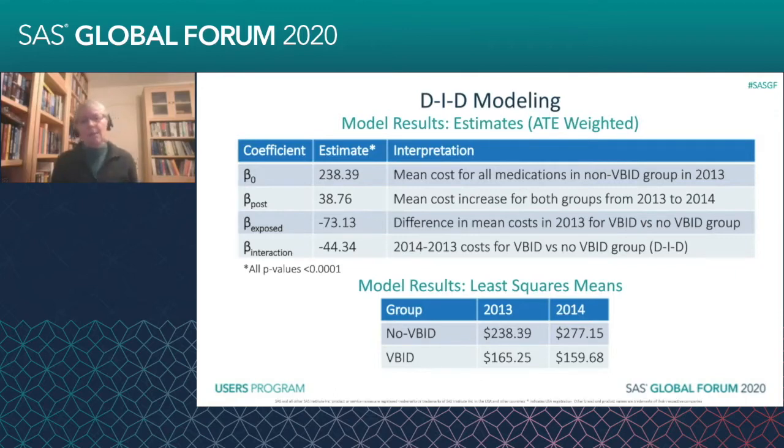And then the least squares means gives us the averages for these groups. So our no VBID group went from $238 up to $277, whereas our VBID group went from $165 down to $159. So this is an indication that in the VBID group, the VBID itself did actually offset the increase in costs, whereas in the non-VBID group, it did not.